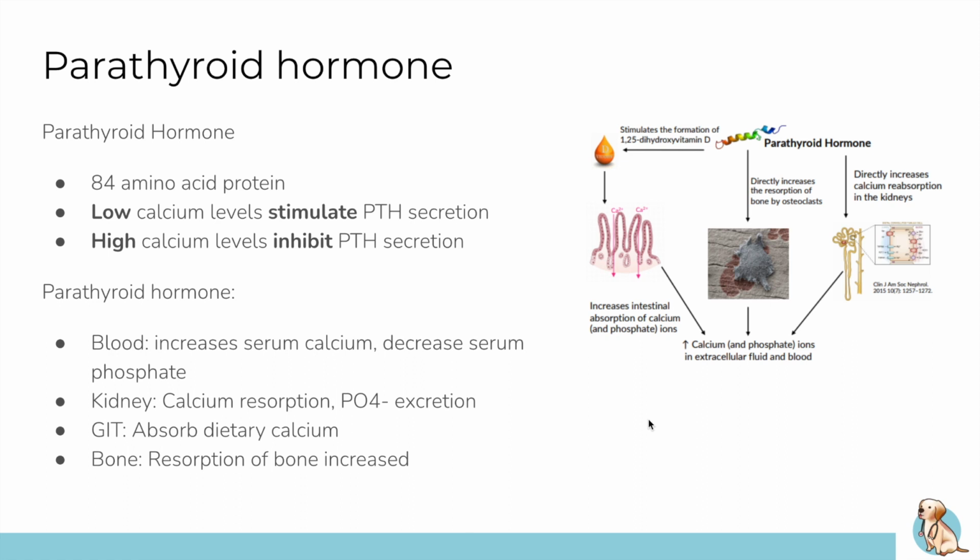Now, the parathyroid hormone is a protein. Low levels of calcium will stimulate increased parathyroid hormone secretion, and high levels will feed back negatively. Parathyroid hormone acts to increase calcium levels in the blood, but decrease phosphate levels. In the kidneys, calcium is reabsorbed and phosphate is excreted. In the gut, like vitamin D, more dietary calcium is absorbed. In the bones, resorption is increased. It will also increase the levels of active vitamin D in the blood to help bring calcium levels up when they're low.